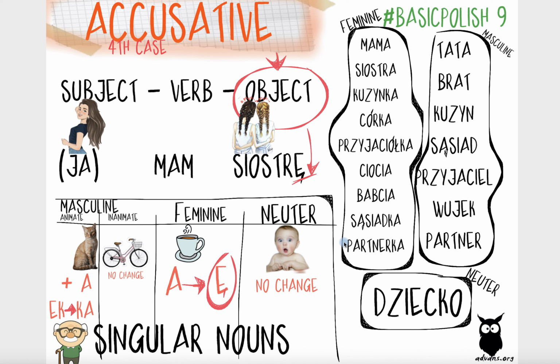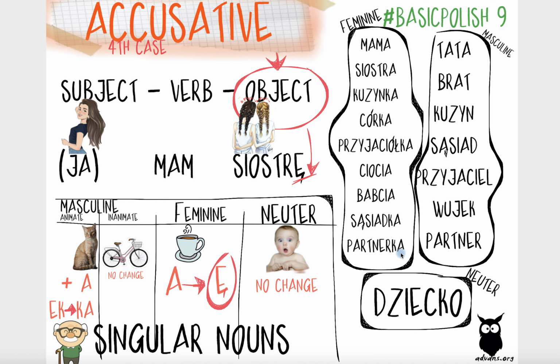And the last one is, as you can probably guess, the female partner. Mam partnerkę. So partnerka, partner, female. So mam partnerkę. So it should not be too difficult once you practice that a bit.